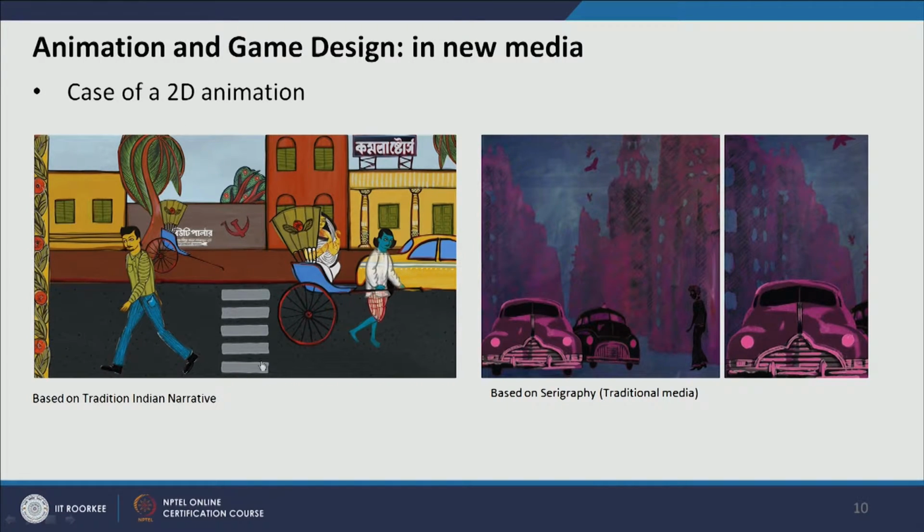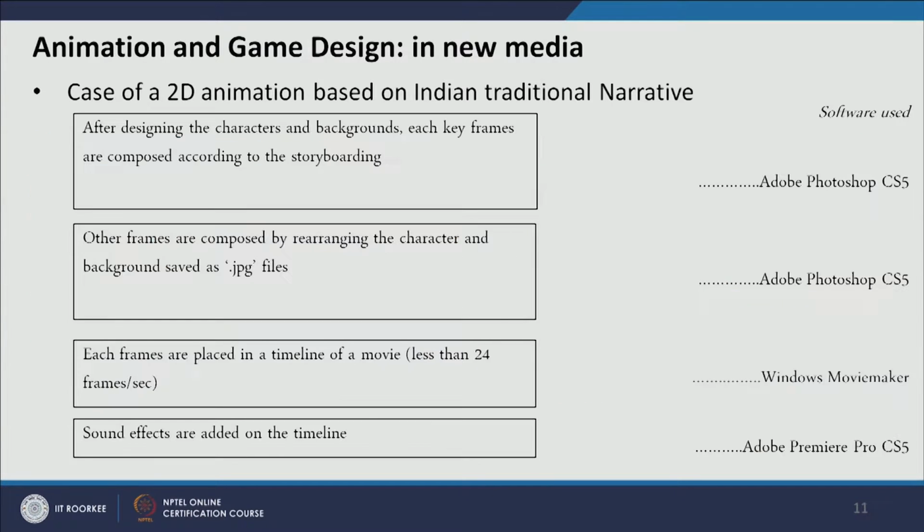The first one is based on a traditional Indian narrative, that is Bengal Patachitra. This is the style from where this animation is generated, or the mood board, in which the style of Bengal Patachitra is selected. And the second option, on the same storyboard, is traditional serigraphy, woodcut or linocut printing, the traditional print media style, which has been taken as a visual inspiration.